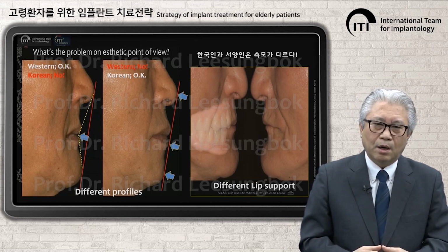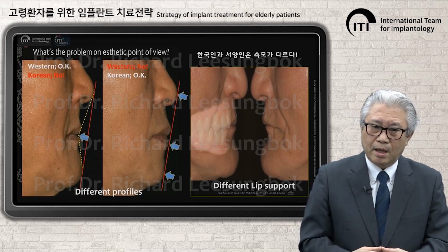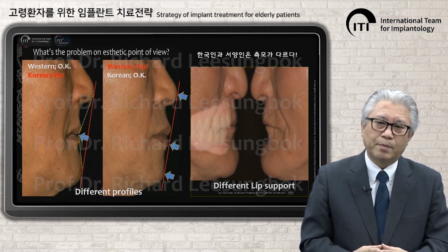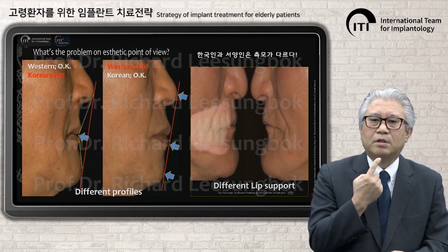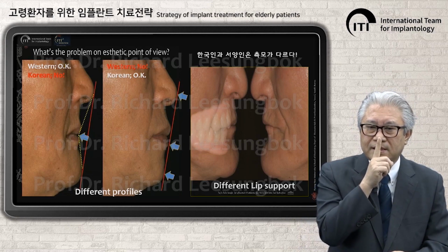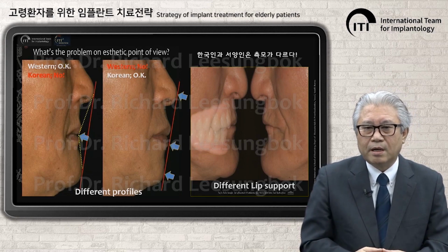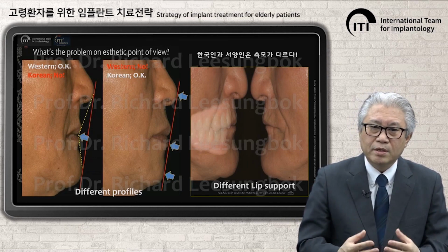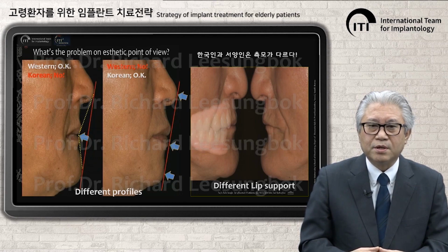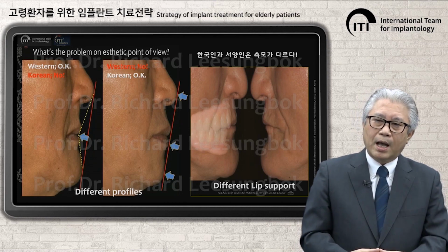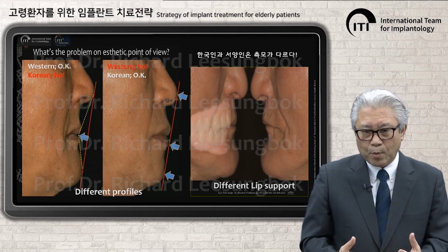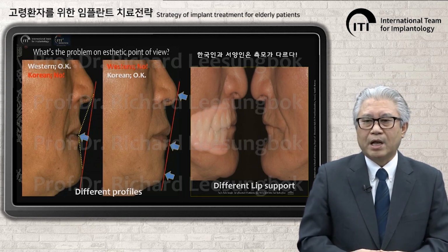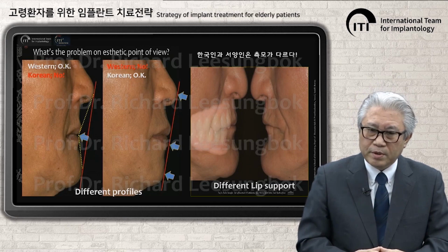To give a simple example, there is a big difference between Westerners' and Koreans' facial profiles. Westerners are characterized by a concave facial profile. The lips of Koreans are slightly protruding from the line connecting the nose tip and the anterior chin point, so they have a convex facial profile overall.